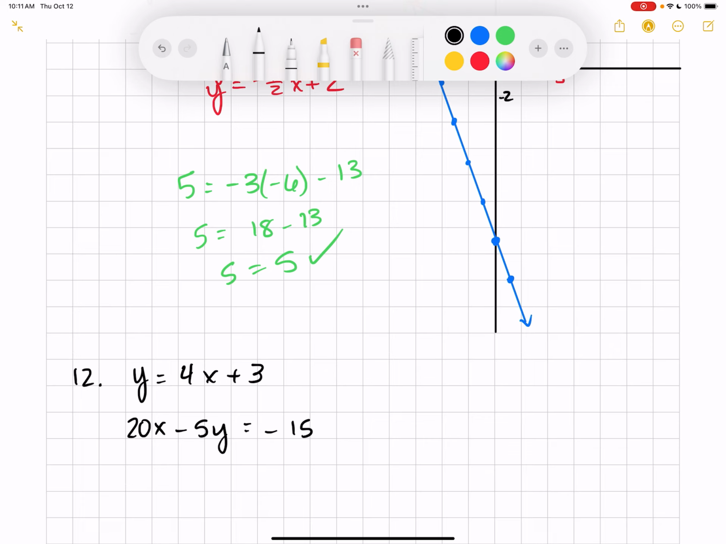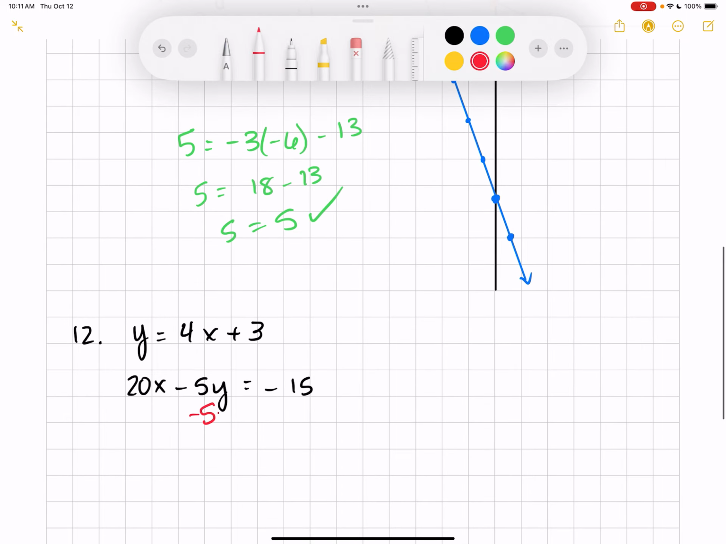So I need to change this one to get it in slope-intercept form. So -5y equals -20x minus 15. Divide by -5, so y is equal to 4x plus 3. Now, what do you notice? It's just the same thing. Yeah, this is the same as this. Okay, so what does that mean? If it's the same line, what option is it? Infinitely many solutions.